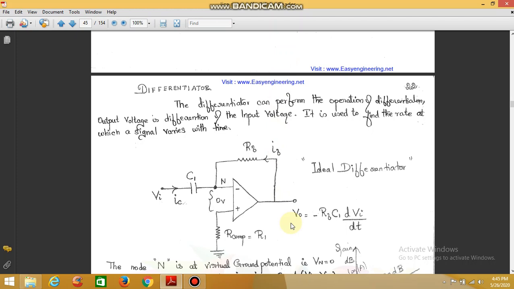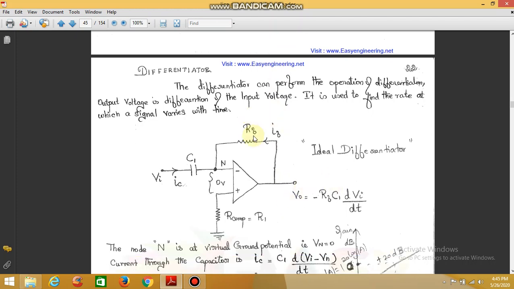This differentiator can perform the operation of differentiation, that is, the output voltage V0 is the derivative of the input voltage. Output voltage V0 is equal to dVi by dt. So we are going to prove that V0 is equal to dVi by dt. This differentiator is used to find the rate at which a signal varies with time.